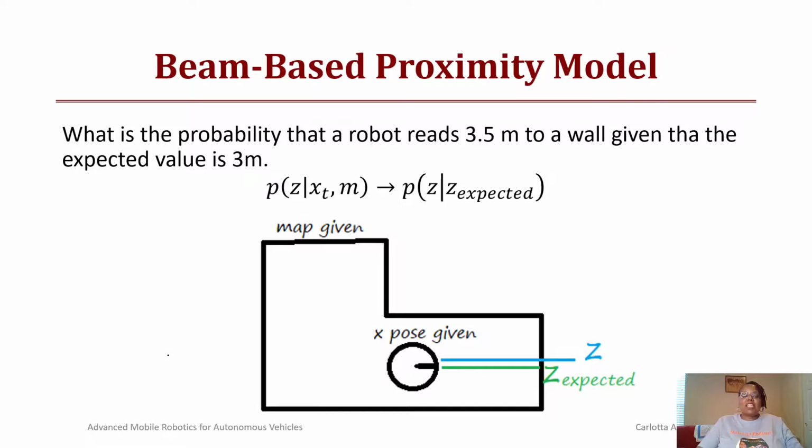So the beam-based proximity model is based upon thinking about the sensor data as a beam, as you would in a laser as opposed to a cone, which you would do with a sonar. So what is the probability that a robot reads 3.5 meters to a wall, given that the expected value or actual distance to the wall is 3 meters? So you would be given the map, you would be given the robot's pose, and it's the probability of z given x at time t in the map. Another way to think about it is it's the probability of a sensor reading z knowing the expected sensor reading. So the probability of reading a 3.5 given that we expect to get a 3.